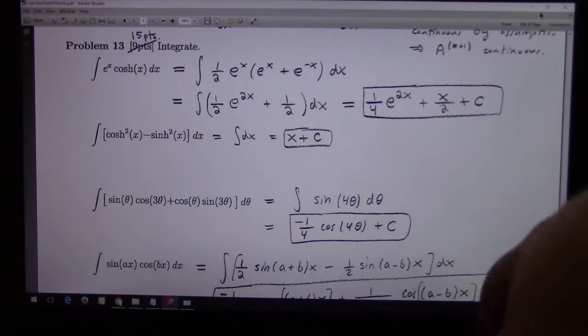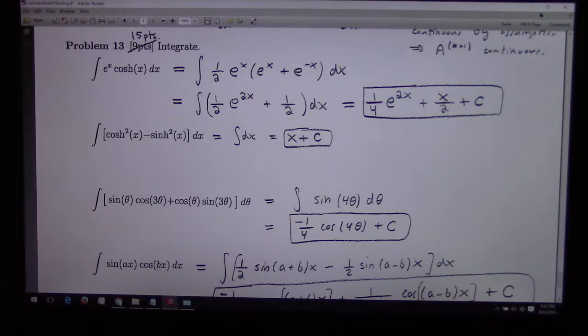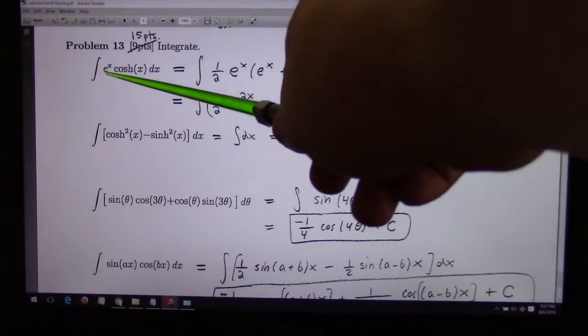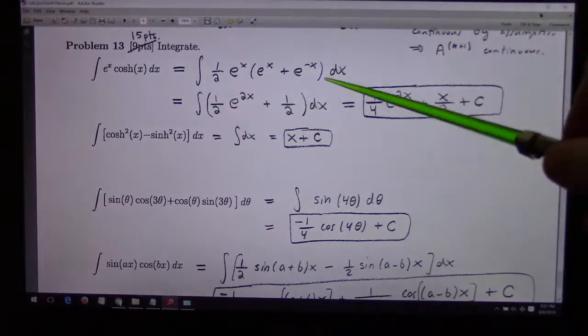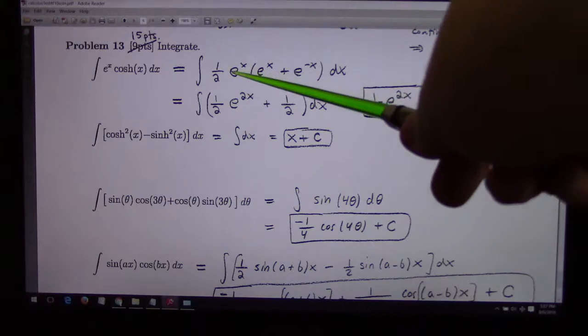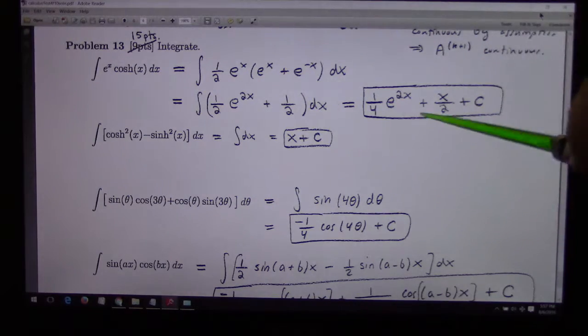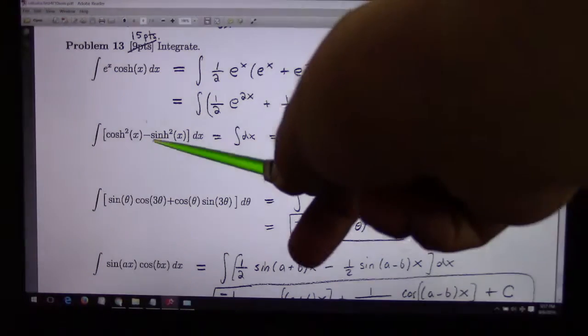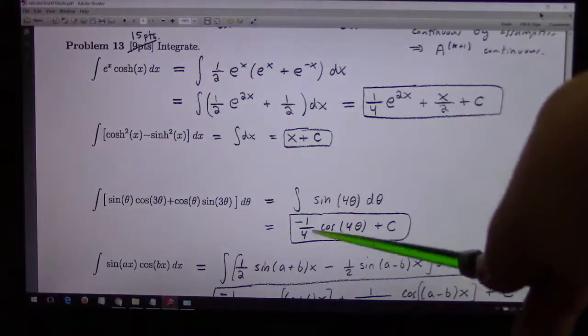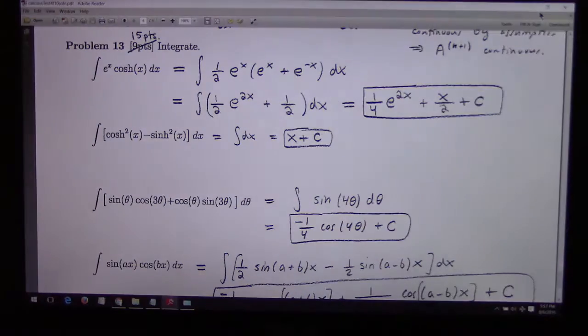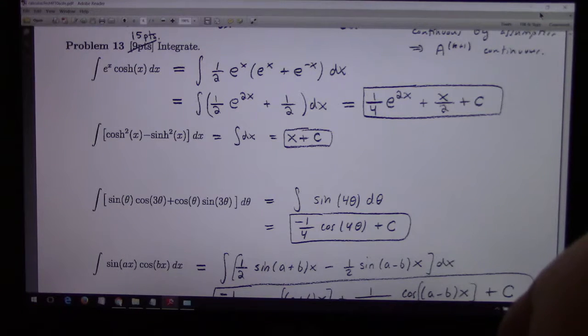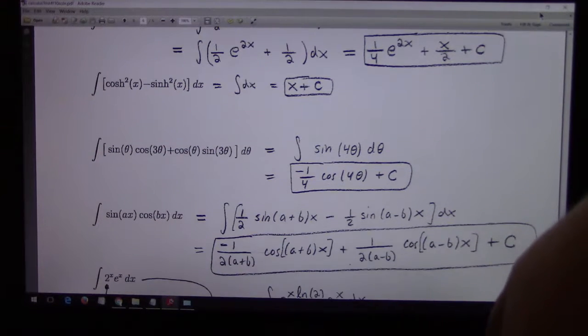Let's see here. Problem 13 is kind of scary in calculus 1 terms, because like, what do I do with that? Well, you do the definition and laws of algebra. So this is e to the 2x plus 1/2, and that integrates. Done. This is 1, so x plus c. This, if you know your adding angles formula, is sine of 4 theta. Right? I'll talk more about trigonometry after these videos.